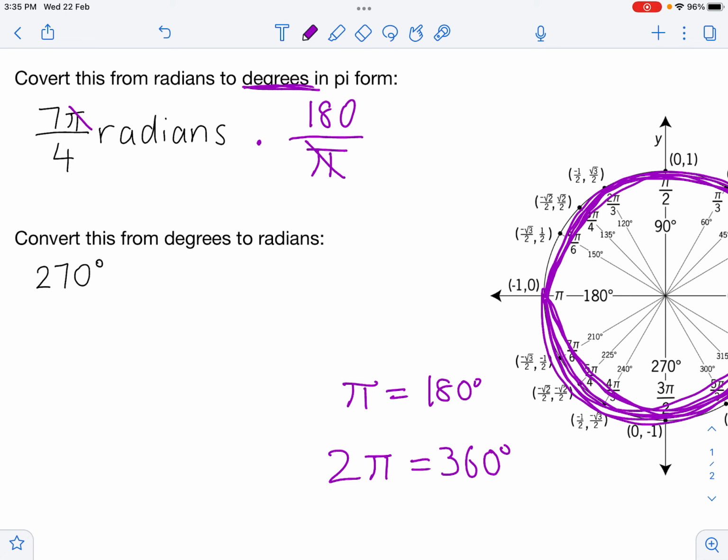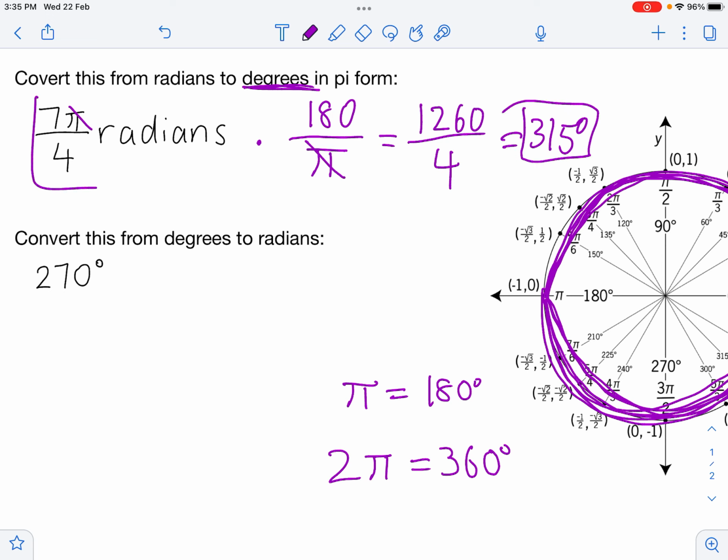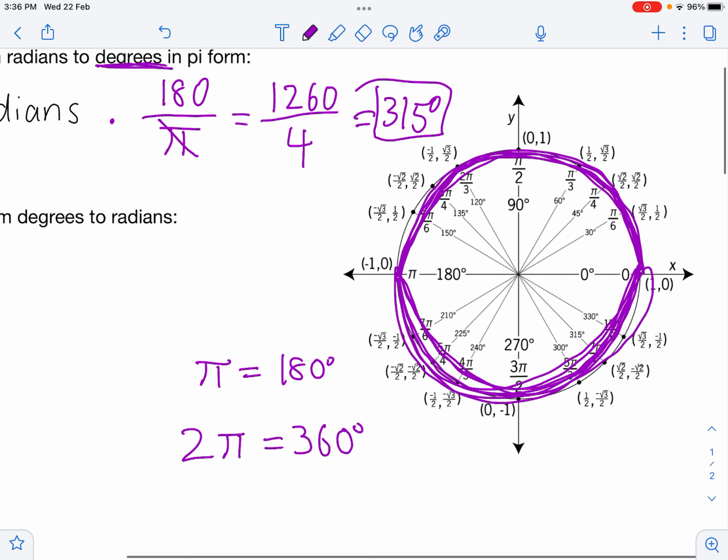And I can use my calculator and just say, okay, 180 times 7 is equal to 1,260 over 4. And if I divide that by 4, I get 315 degrees. And there I have it. I'm already done with my first question. I have converted from radians, which is 7 pi over 4, to 315 degrees. Now, if you want to double check your answer, let's take a look in the unit circle.